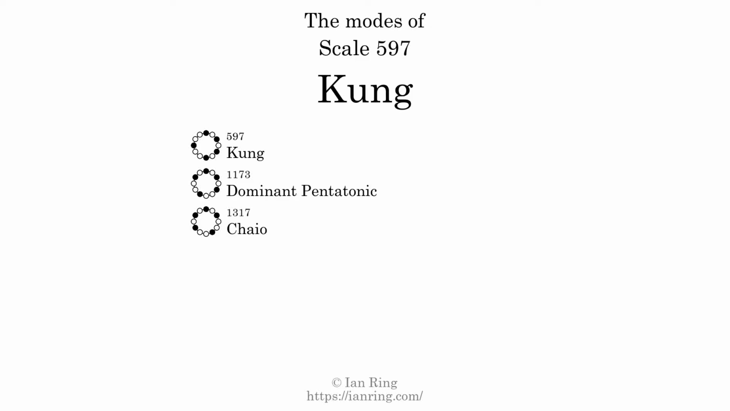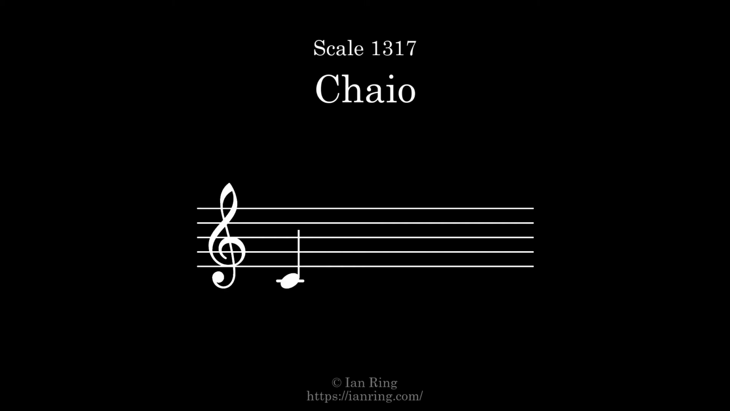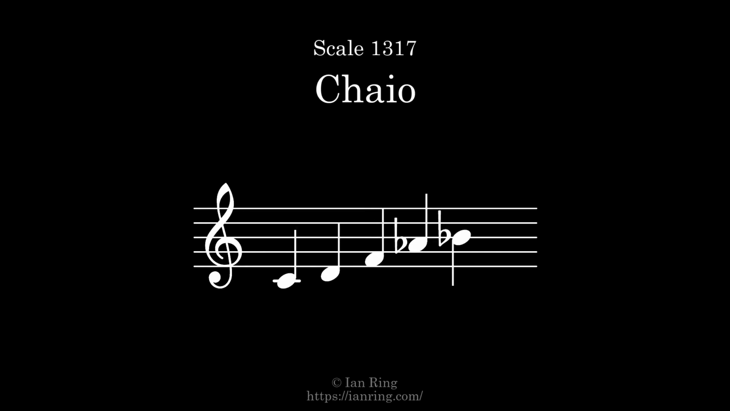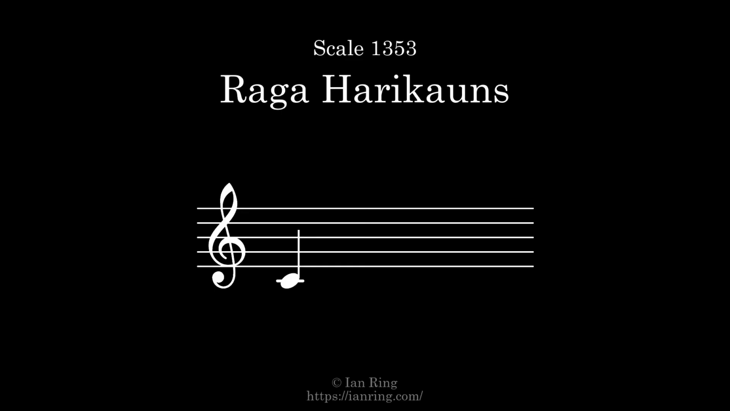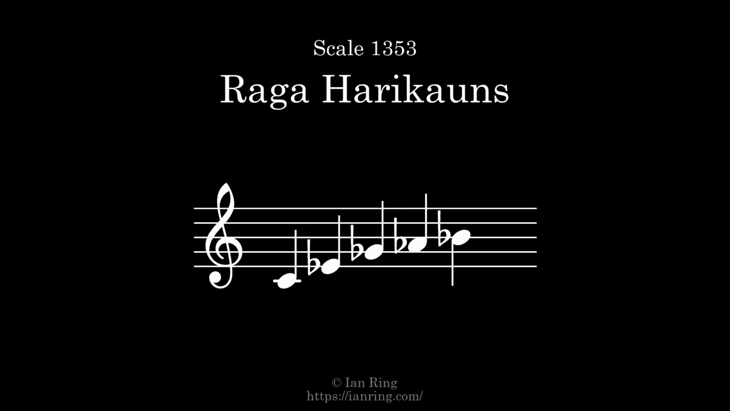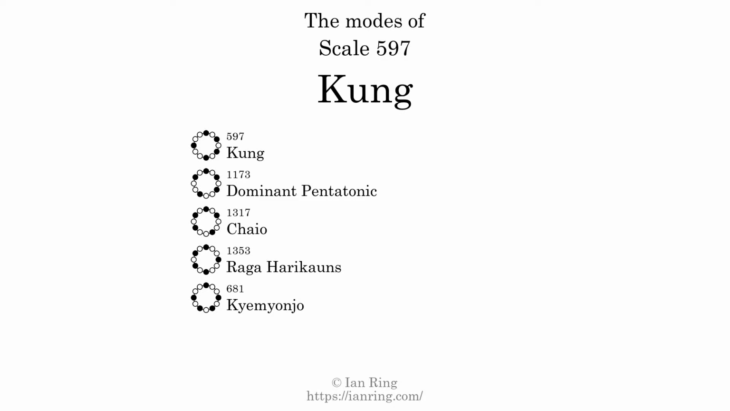The third mode is scale 1317, also known as Chieh. It sounds like this. The fourth mode is scale 1353, also known as Raga Hari Kauns. It sounds like this. The fifth and last mode is scale 681, also known as Kayamionjo. It sounds like this.